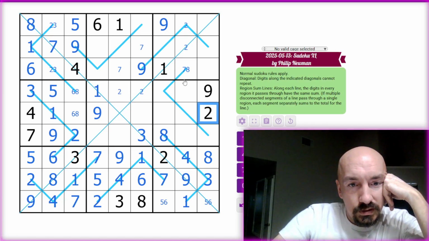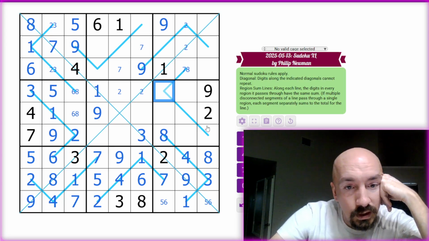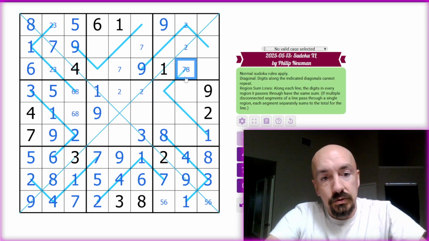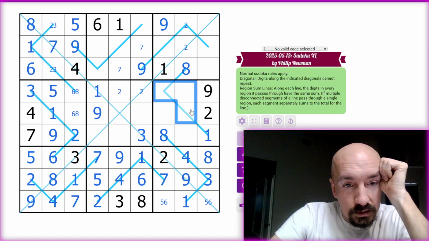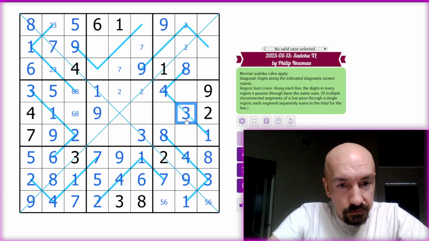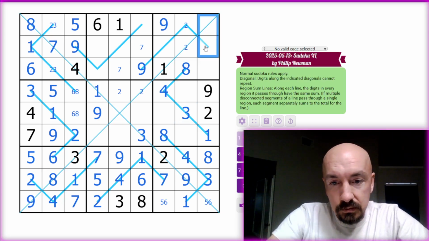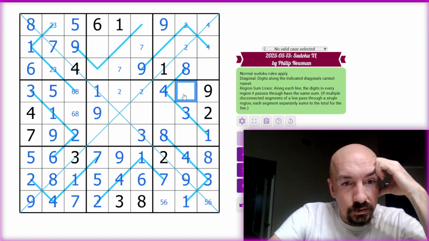Okay, so this cannot be a 7 because it has a 2 in the box, and a 7's options can only be a 1, 2, 4. So this is an 8. And then this is a 5, 4, 3. So it has to be a 4, 3. So I'm going to put 4 here, 3 here. And then this will be the 4s. 1, 2, 3, 4, 5, 6, 7. So this will be the 7.